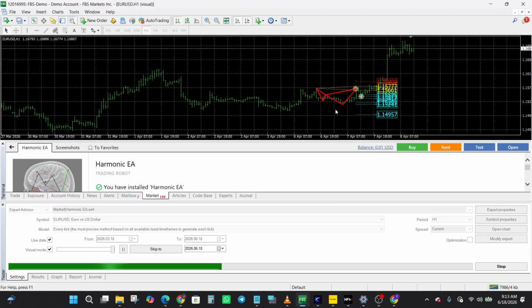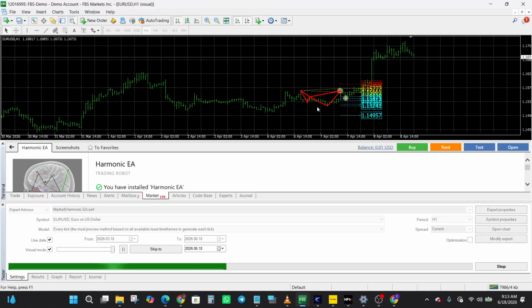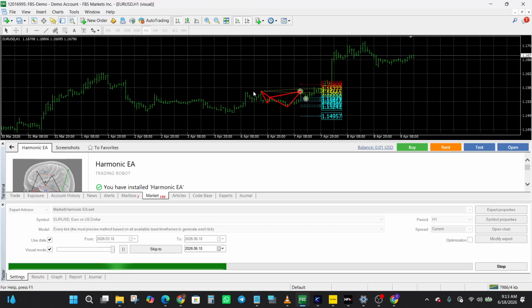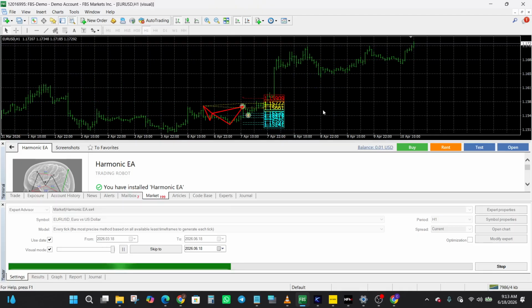So here we can even see how the expert advisor identifies patterns, just like how this one was identified just now, along with these important levels placed.